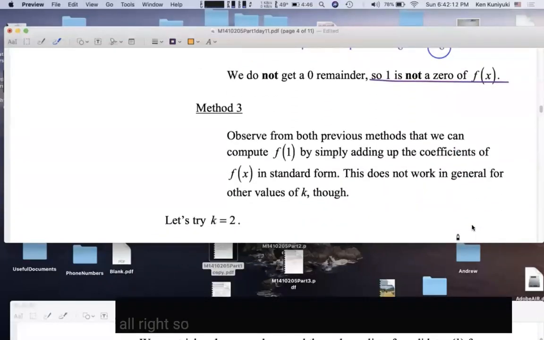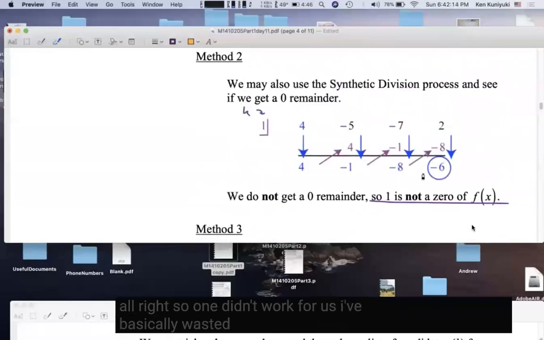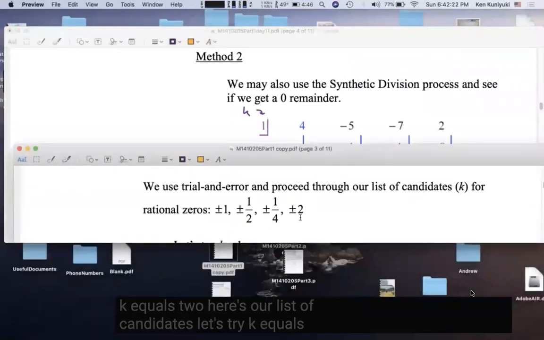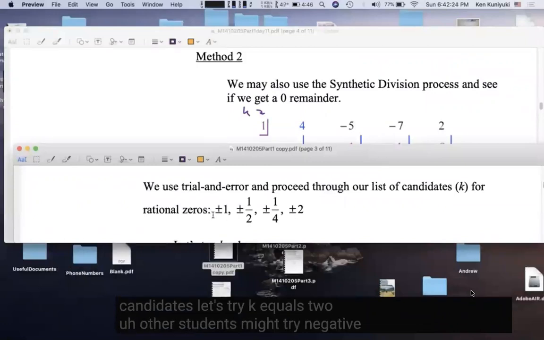All right. So 1 didn't work for us. I've basically wasted your time, aside from these nice observations. Well, let's try k equals 2. Here's our list of candidates. Let's try k equals 2. Other students might try -1.